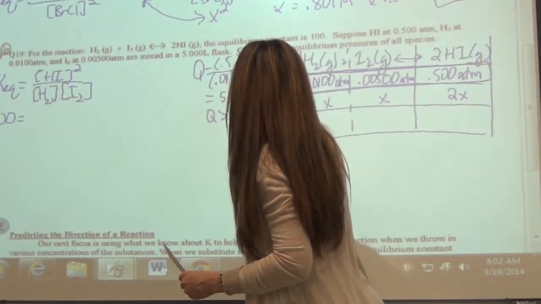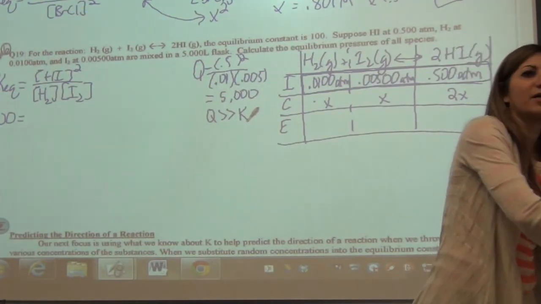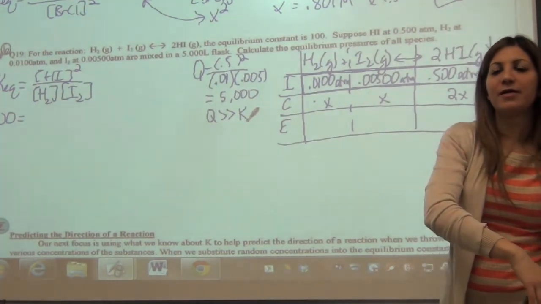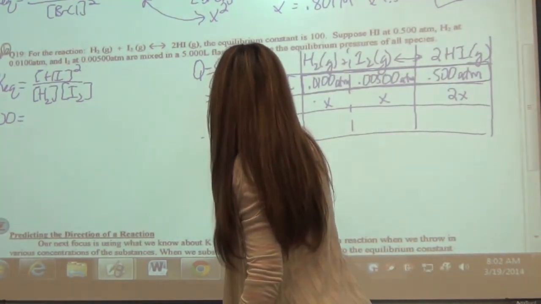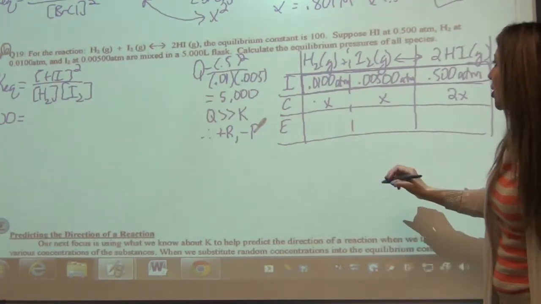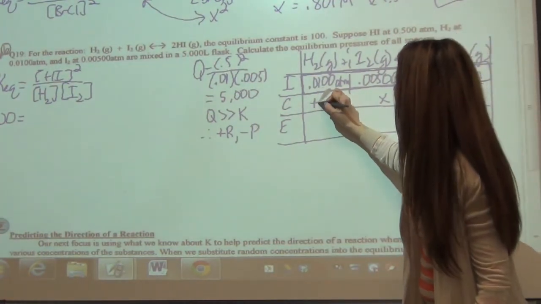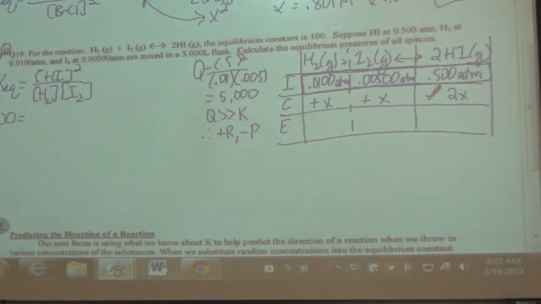Much greater than K. That means you've way surpassed it. You have way too many products. So what's going to happen? You're going to increase your reactants, therefore you're going to add on your reactants and subtract on your products. In this case, I'm going to say plus my reactants and minus my products, which is the opposite of what you would normally do. Typically, you're adding your products and losing reactants.